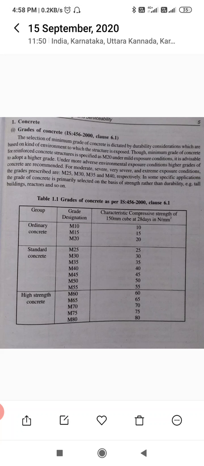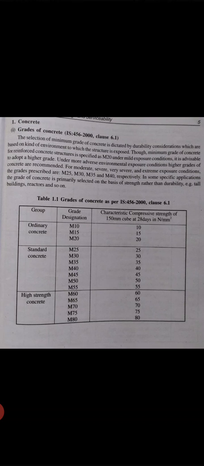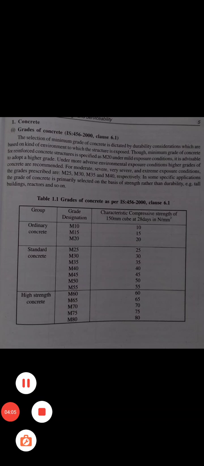So the last one is high strength concrete. So what is high strength concrete? After that, M60 to M80 is considered as high strength concrete. So this is the third row, which gives the characteristic strength: 60, 65, 70, 75, 80 with respect to the grade designation. So this is about the concrete.